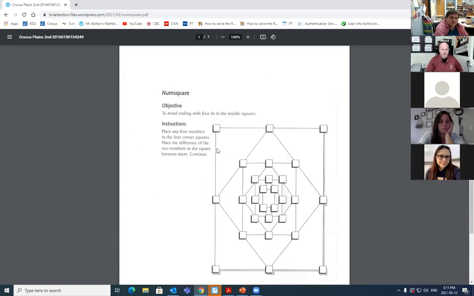Do they have to be single digit numbers, or can they be double digit? Any 4 numbers. Any 4. Okay. So you can pick whatever you want, but you're doing the first 4 on the outside, top left, top right, bottom left. Then you just keep subtracting as you go down between them. Give it a shot. Maybe do it in pencil.